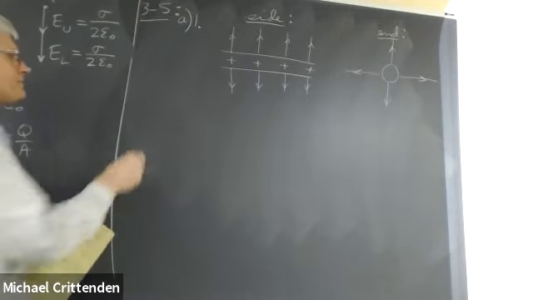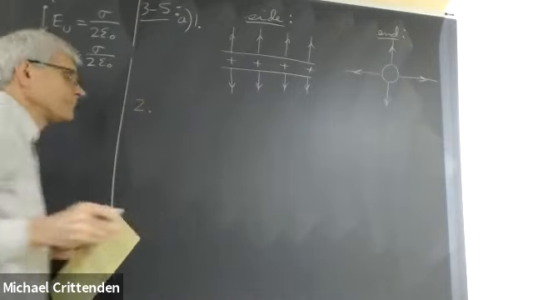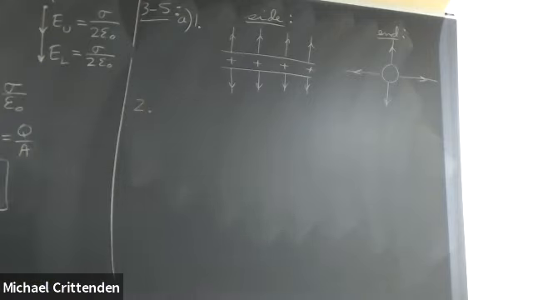Step 2. Choose a Gaussian surface, which takes advantage of the symmetries in the problem. Well, we have a cylindrical charge distribution. For my Gaussian surface, I'm going to choose a cylinder, concentric with my piece of pipe.